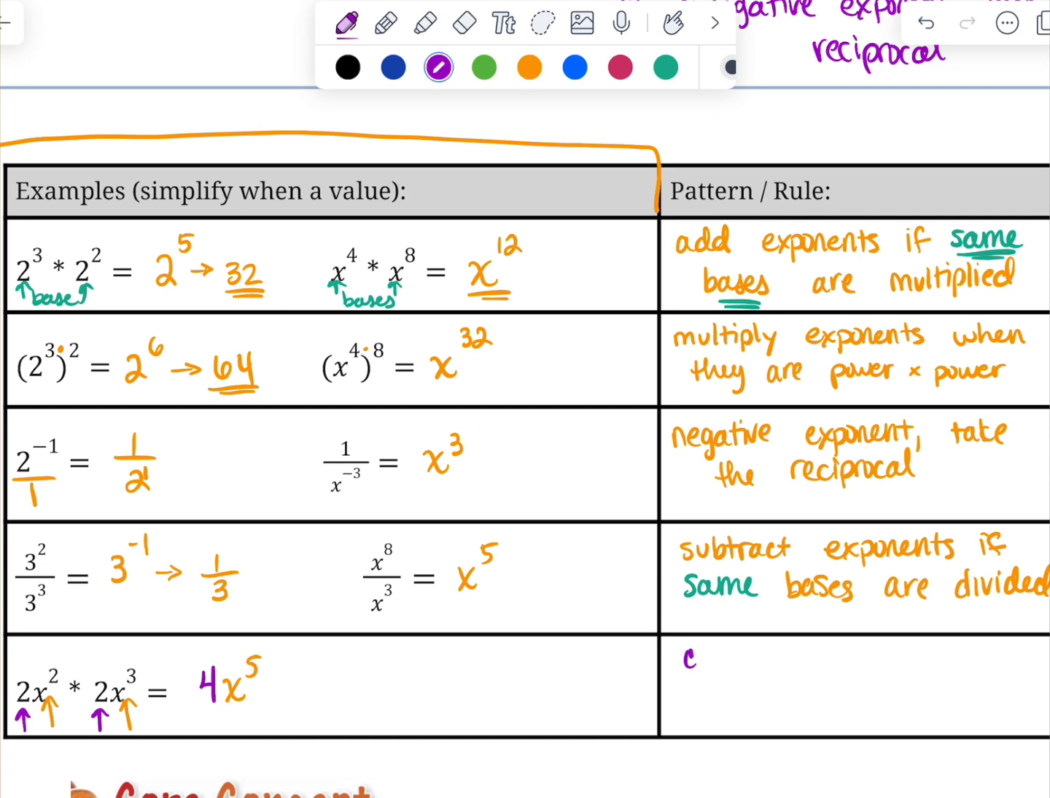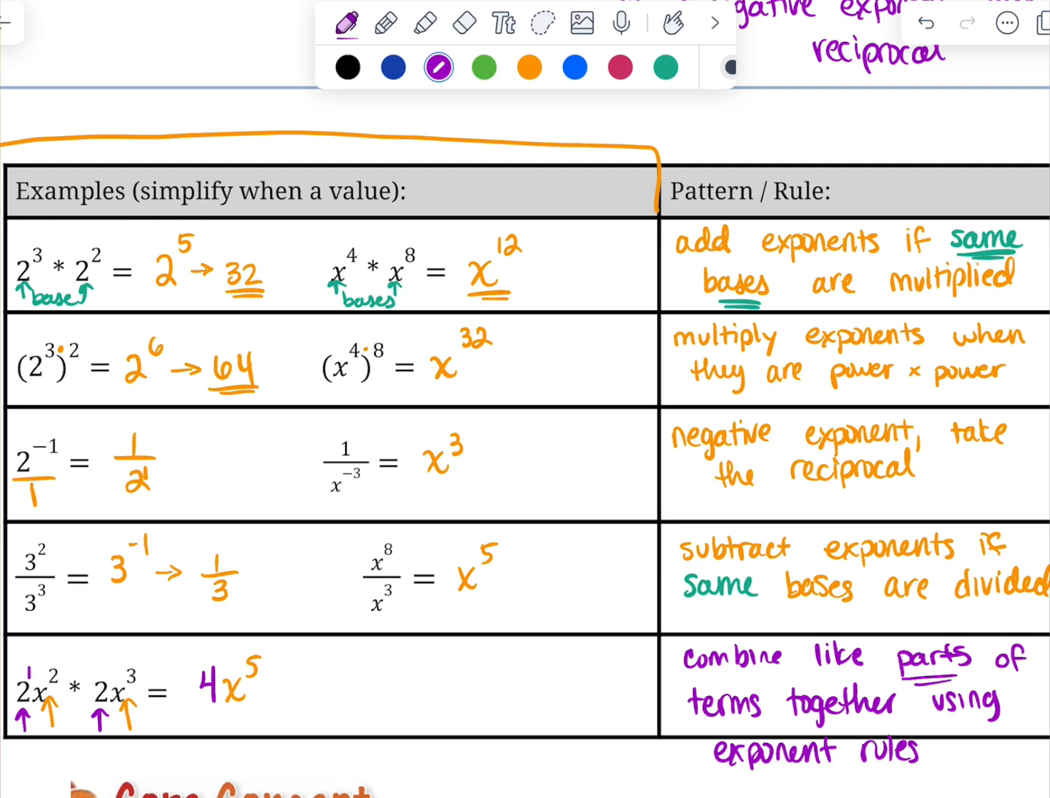So just remember to combine like, I want to say terms, but it's parts of each term. So that's what I'm going to include. Like parts of terms together using exponent rules, right? Another way to look at this is that technically you took 2 to the first and 2 to the first, and you wrote 2 squared, right? And then because you know 2 squared is 4, you simplified it a little bit further. So that might help really reinforce that.